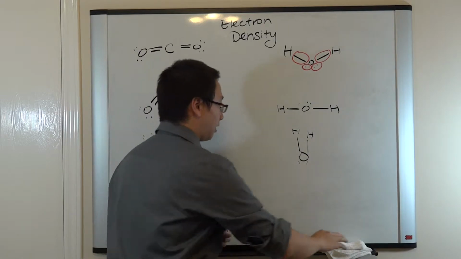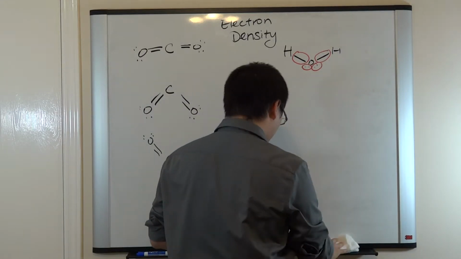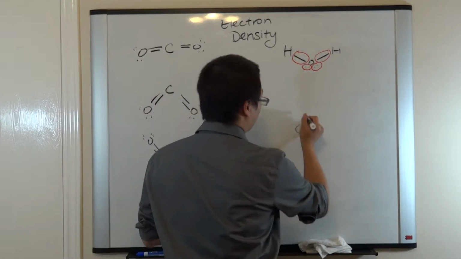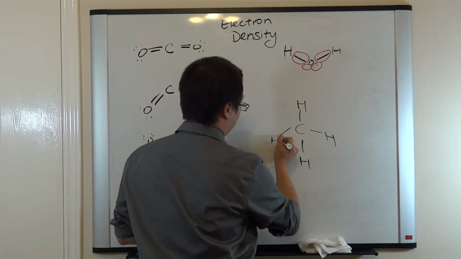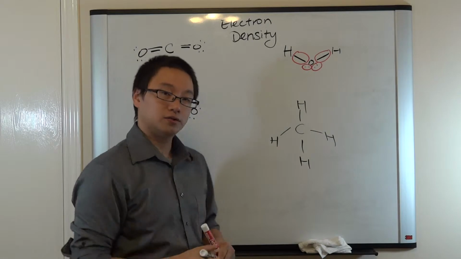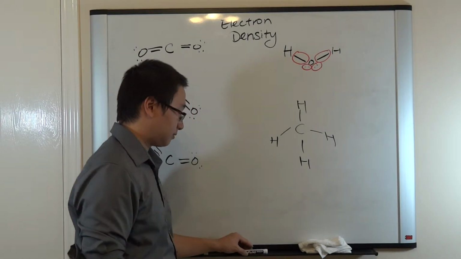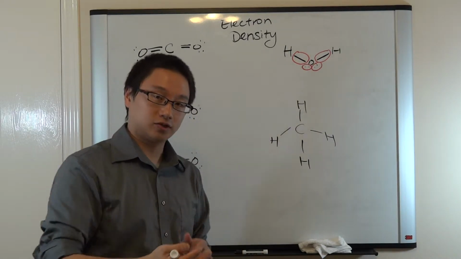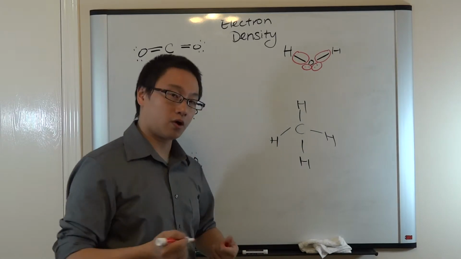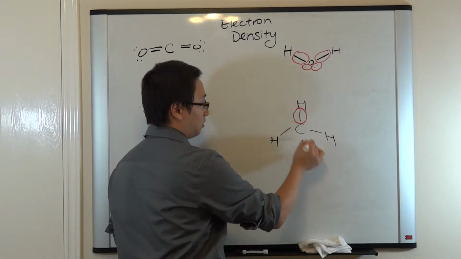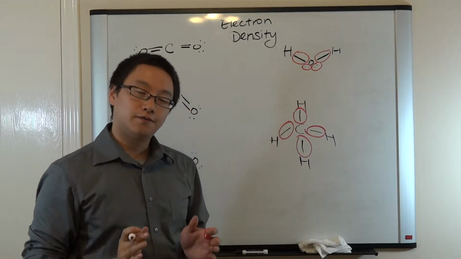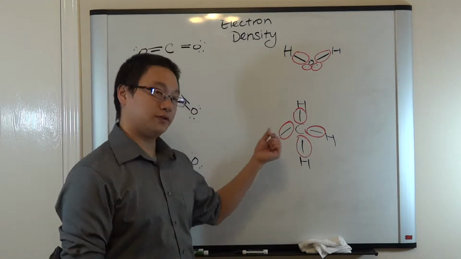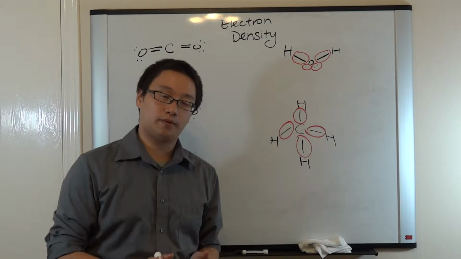Now I'm going to show you another example. I'm going to draw methane here real quick. Let's count the electron density. You can take a guess at how many electron densities there are around carbon. We have 1, 2, 3, and 4. Four electron densities total around the central atom, carbon, for methane.